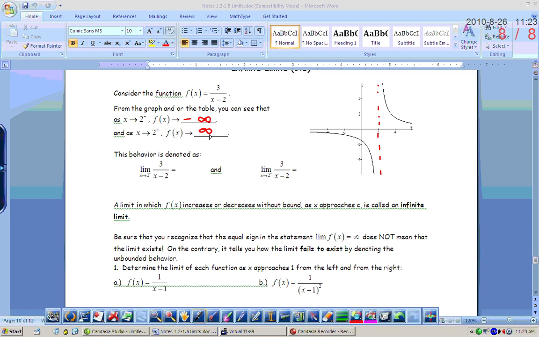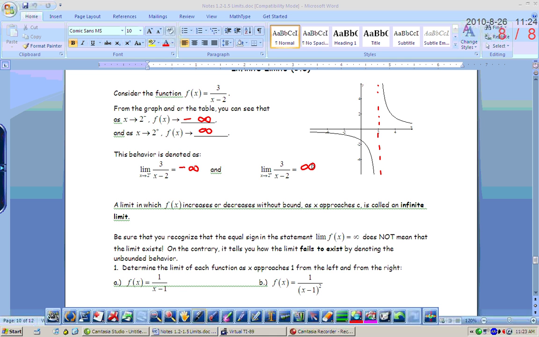So this behavior is denoted as a limit. So the limit as x approaches 2 from the, what's the first one? Is that left? Left is what? Negative infinity. And as x approaches 2 from the right, it's a positive infinity. So a limit in which f of x increases or decreases without bound as x approaches c is called an infinite limit. If your y values are approaching infinity or negative infinity, it's considered an infinite limit.